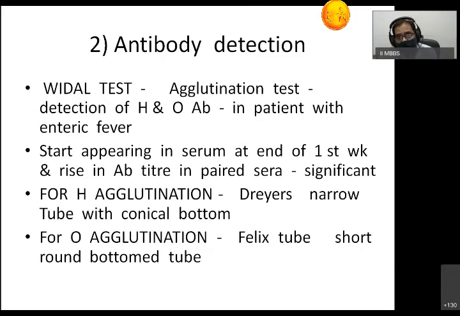So there are two tubes which are used. You are going to do H and O agglutination testing, correct? For H agglutination, a narrow tube with a conical bottom is recommended. For O agglutination, the Felix tube, a short round-bottom tube, is used.